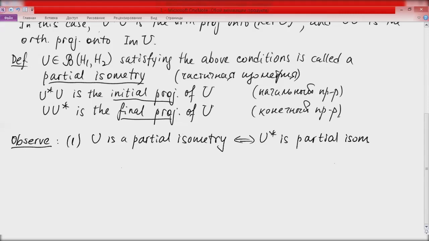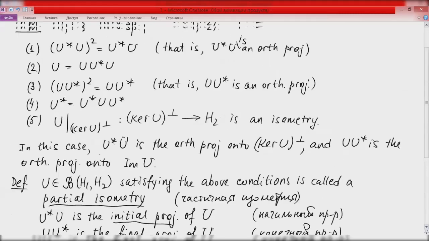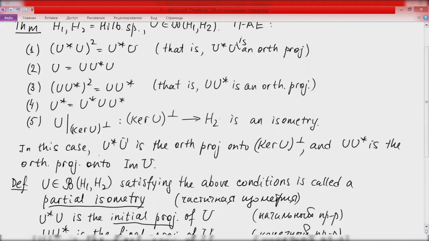This follows from the statement because if you look, for example, at conditions 1 and 3, it's clear that to get 1 from 3, we simply replace U by U star and U star by U. So this implies that U is a partial isometry if and only if U star has the same property.